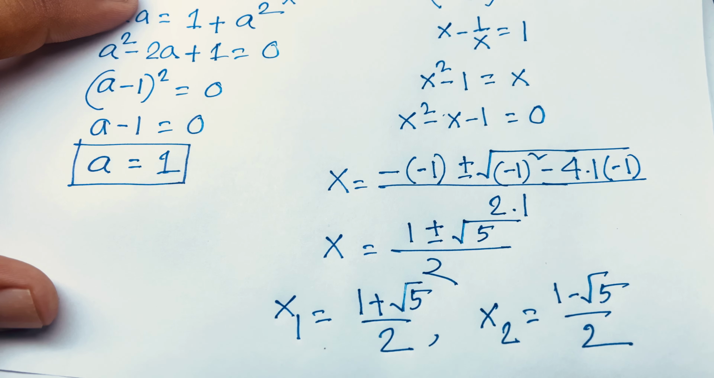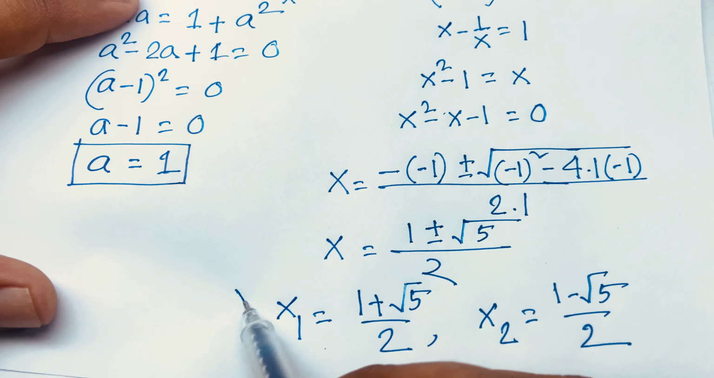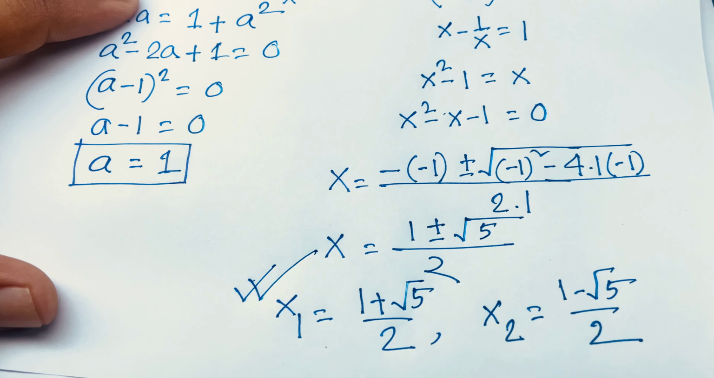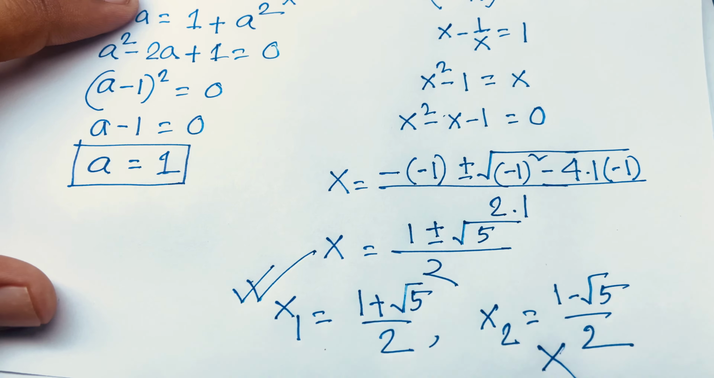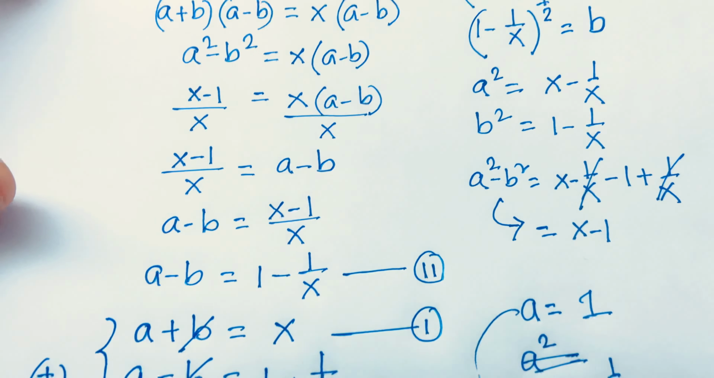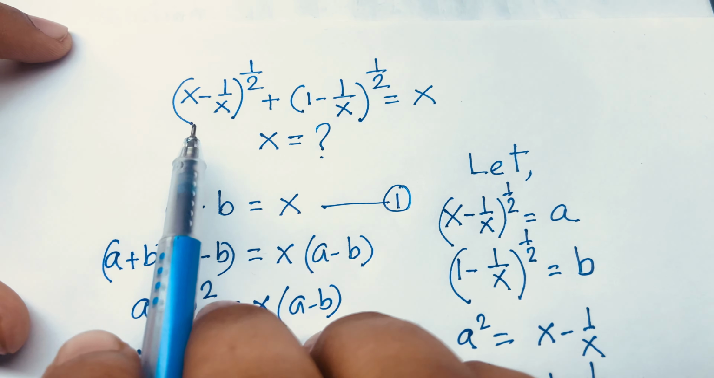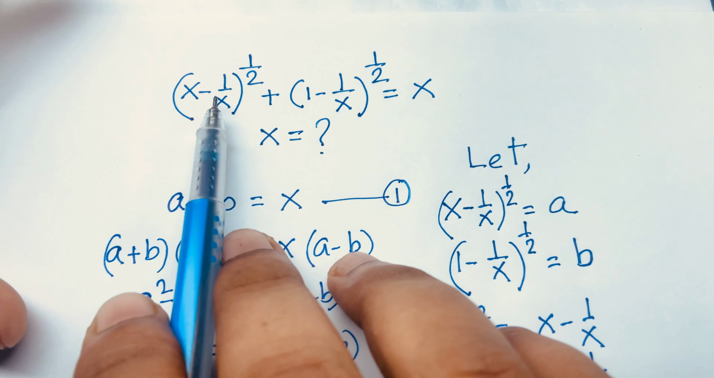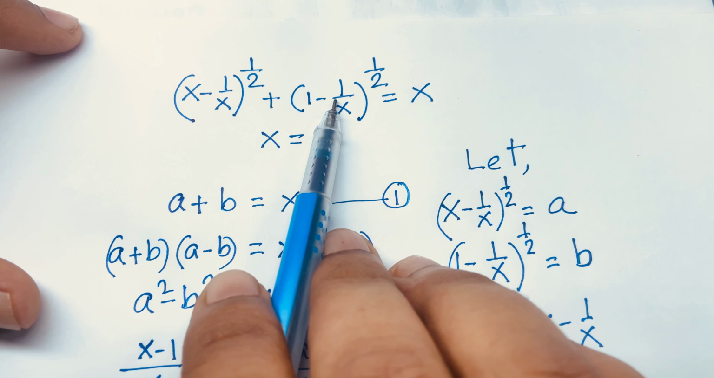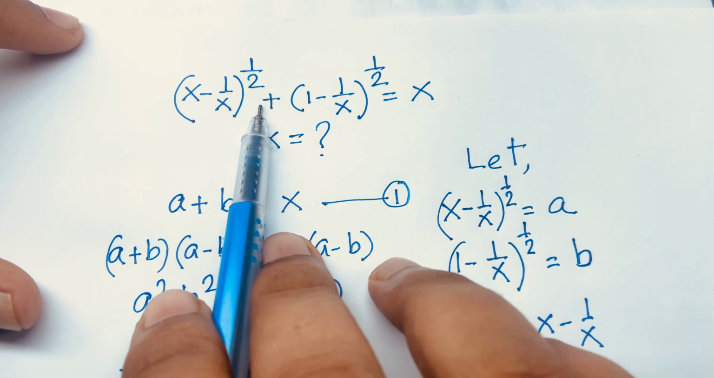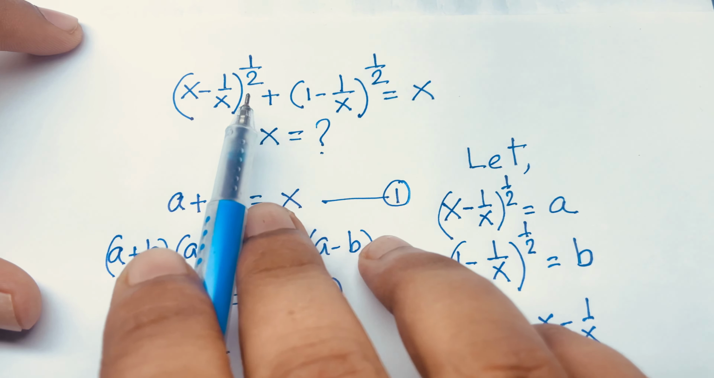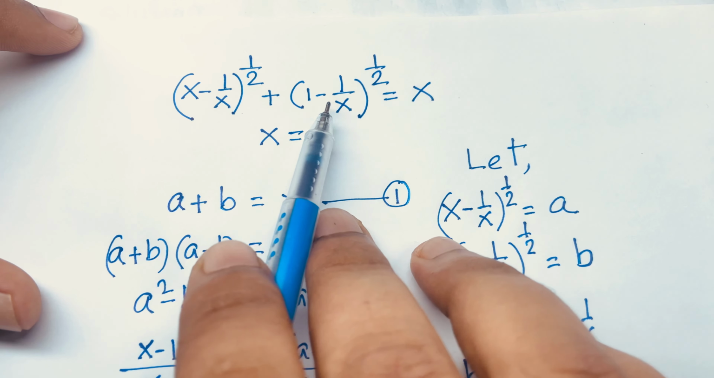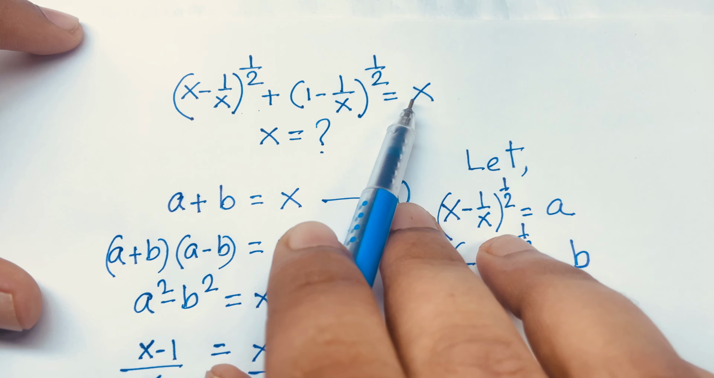So at this moment we find two answers, but what is the right answer? This is our right answer, this is our golden ratio. This is not possible, it is rejected. Because if you put the value of x1 in this equation, the left hand side and right hand side are equal, but when you put x2 in this equation, the left hand side and right hand side are not equal.